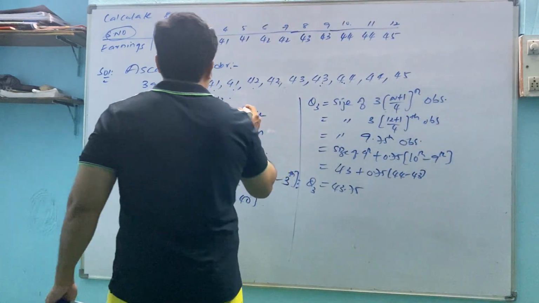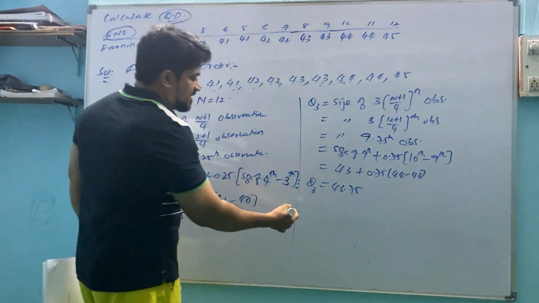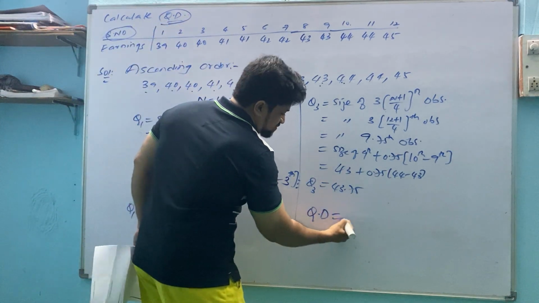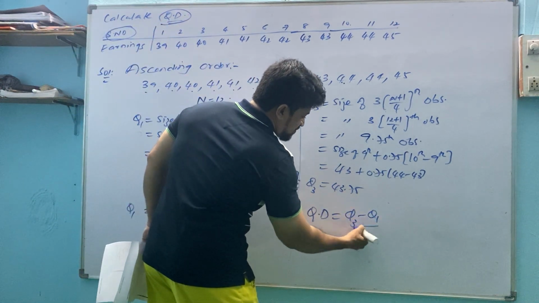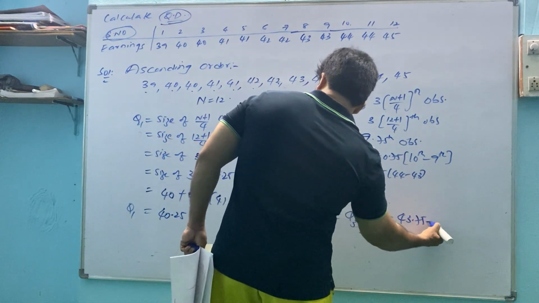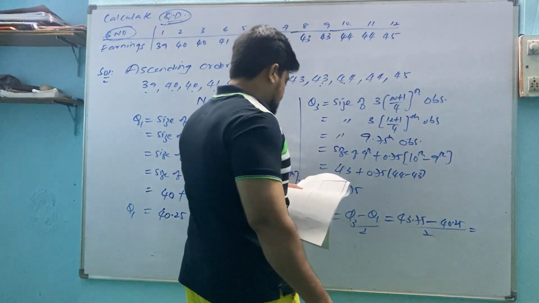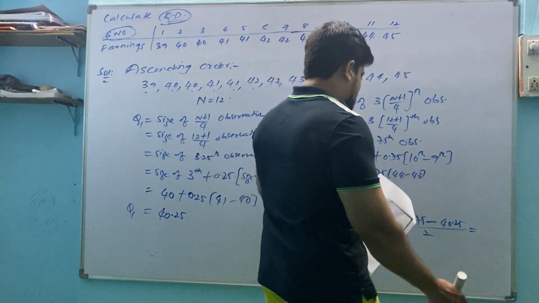Now what we have to do, actually we don't want to find Q1 and Q3 by themselves, because we have to find quartile deviation. The formula contains these two values. That's why we are finding them. Q3 minus Q1 by 2, 43.75 minus 40.25 divided by 2. So that will be 1.75.